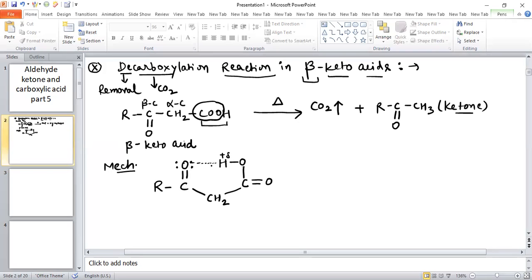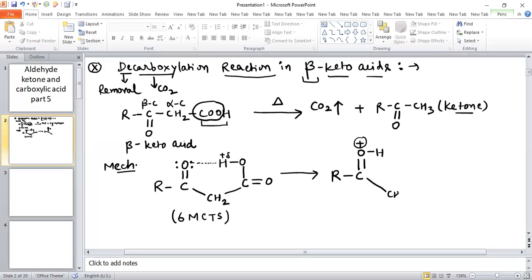So this H plus will be attracted by oxygen. How many atoms are there? 1, 2, 3, 4, 5, 6. So you can say a six-member cyclic transition state is formed in this case. This H plus will go onto this compound, so it will convert like this. This is R, C double bond O, with positive charge on oxygen, and hydrogen gets attached.